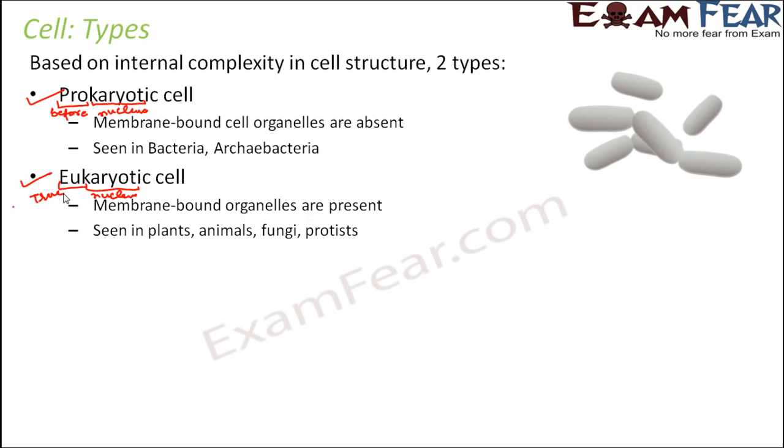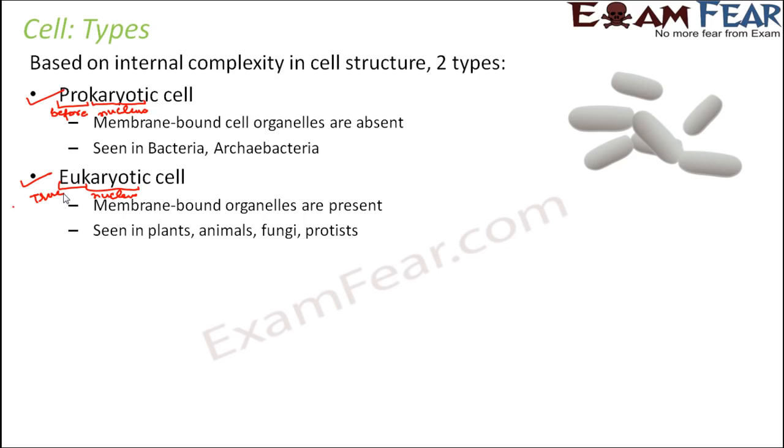You remember Whittaker's 5 kingdom classification, right? There were 5 kingdoms into which all living organisms can be classified: Monera, Protista, fungi, plantae and animalia. Out of those 5 kingdoms, the first kingdom, that is Monera, falls under the prokaryotic type, whereas all other kingdoms fall under eukaryotic. So these are the two types of cell.